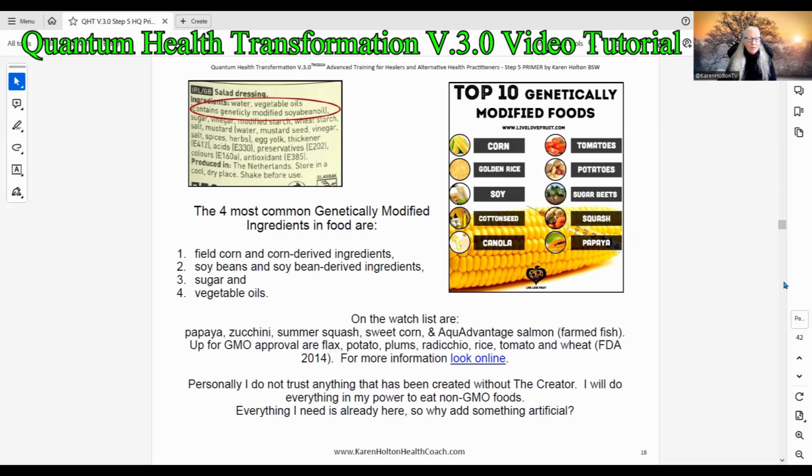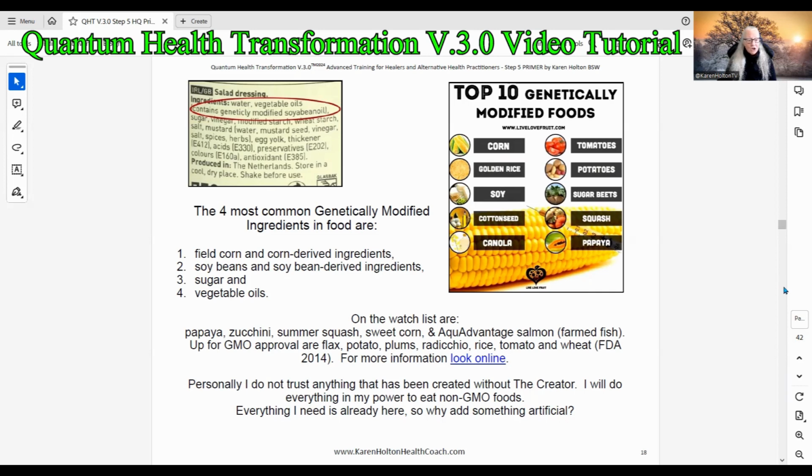The four most common genetically modified ingredients in food are, number one, field corn and corn-derived ingredients, which also includes high fructose corn syrup. Number two, soybeans and soybean-derived ingredients, and that would include tofu. Number three, sugar. And number four, vegetable oils, often referred to as salad or cooking oils.